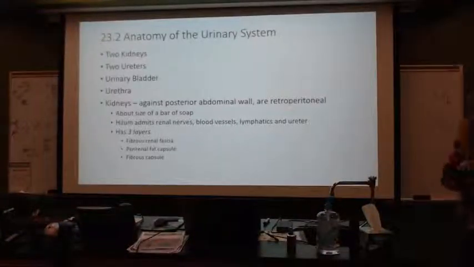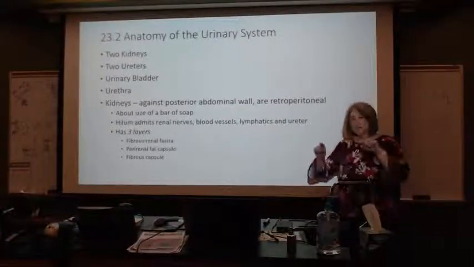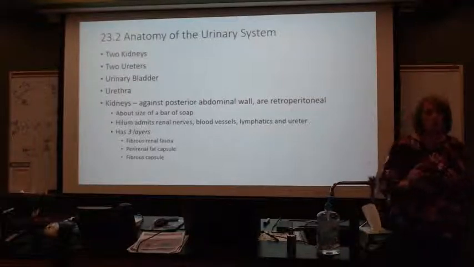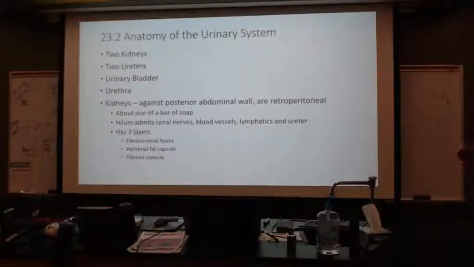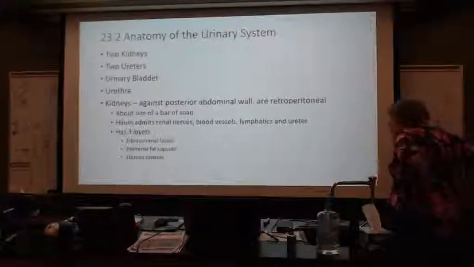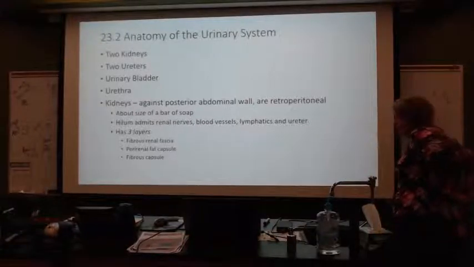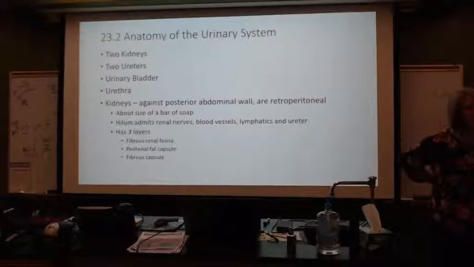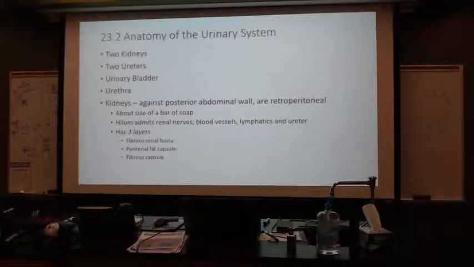The system, we have two, mostly, this can vary, okay? 2 kidneys, 2 ureters, urinary bladder, and urethra for exit out of the body. Kidneys are considered retroperitoneal, because that's back, peritoneum being this area of the body. They're about the size of a bar of soap.